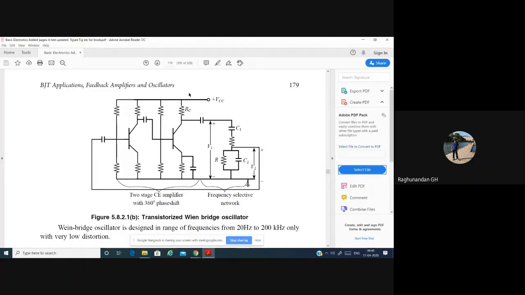But now we are already ready with the extra 180 degrees because we are connecting two amplifiers back to back. And these capacitors are known as coupling capacitors. The use of a coupling capacitor is to couple any two amplifiers, or to couple a circuit with any other circuit.